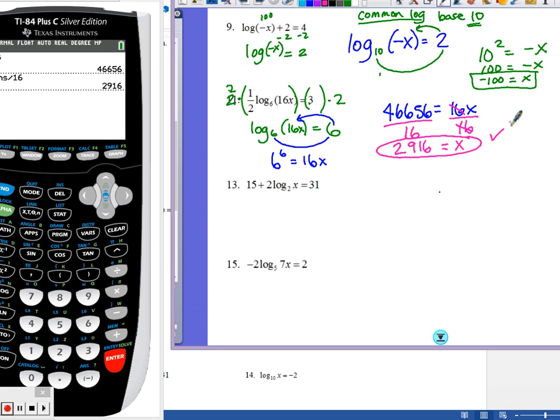There's Mrs. Sarno and Mrs. Griffiths and your wonderful substitute. Thank you for coming in and helping me out. All right.